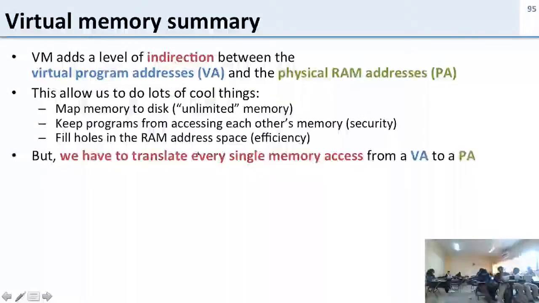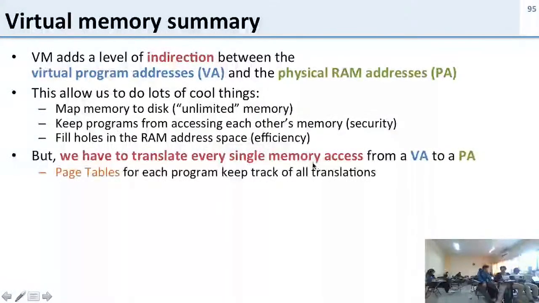However, the trade-off here is we have to translate every single memory access. So all of our programs are going to give us virtual addresses, we have to translate them to physical addresses. And remember, we have 1.33 memory accesses for every instruction, which means we need to be able to do this really fast, not hurt performance.